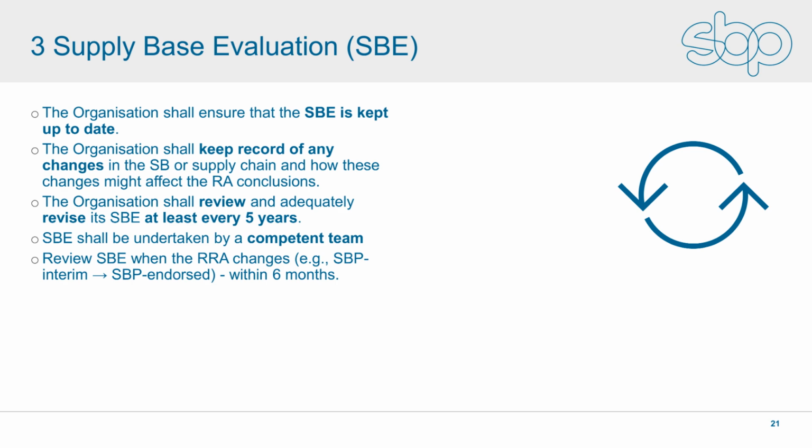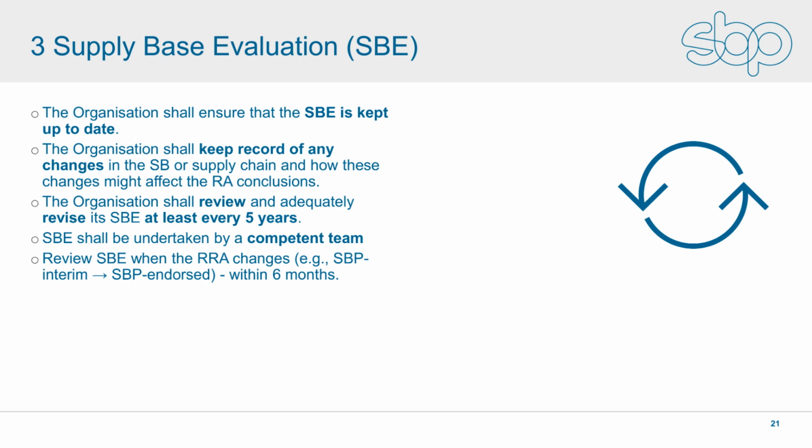Typical triggers include new legislation or jurisdictional changes, new feedstock sources being proposed, new suppliers or contractors coming into the supply base, new sustainability issues relevant to the SBP standards, and any failure of a risk management measure to address the specified risks it was meant to address.